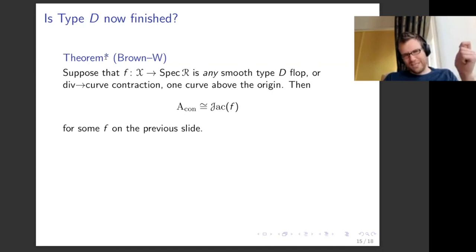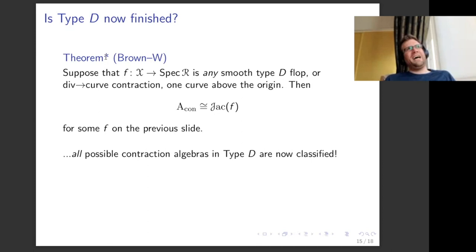It's got a star on the theorem, just because it's very recent and the proof is very subtle. It's now written, I'm confident, but it's some pretty subtle non-commutative changes in variables. But the strategy is very robust. I'm pretty happy with it now. And so in particular, you've chosen at random. We've classified all possible contractions of all possible type D flops and divisor contractions to curves. So if it's not on our list, it doesn't exist. That's the logic.